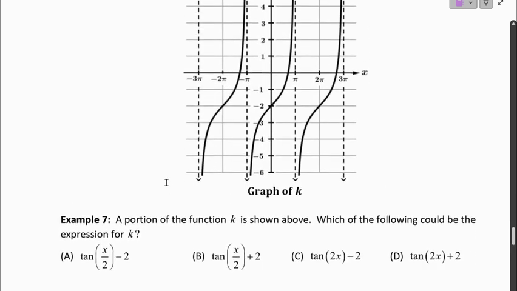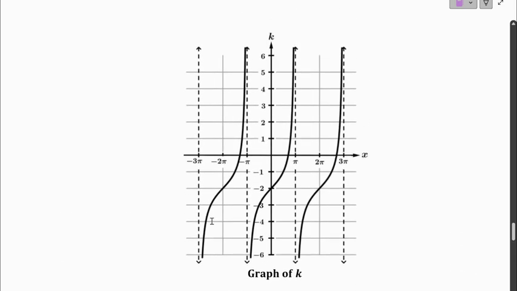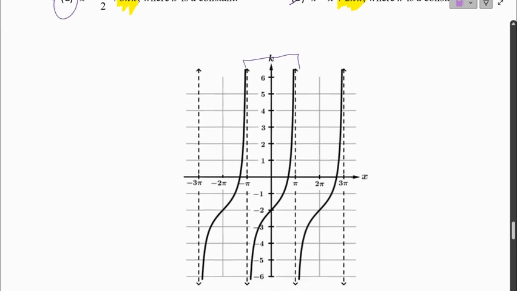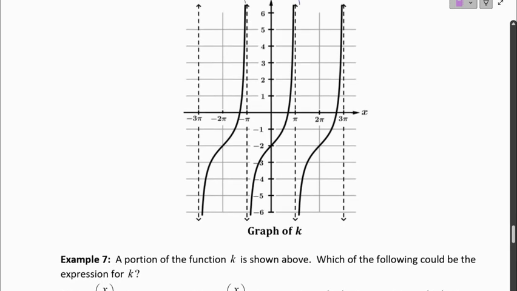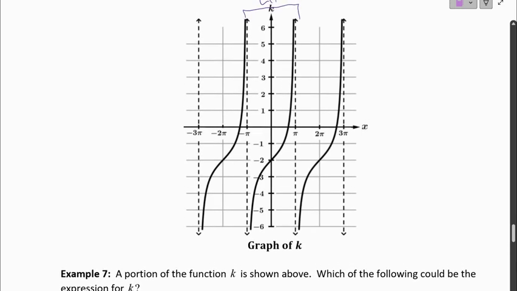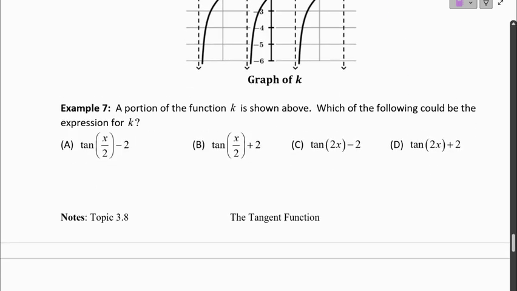All right, so we got our graph here shown above. Which of the following could be an expression for k? So we look, and again, I like to find the period for tangent because it's usually clear and obvious what the period is. We're going from negative pi to pi, which means my period is 2 pi. Okay. So if I'm going to use my period of 2 pi to figure out what b is, I'm going to use pi over 2 pi, which means my b value is 1/2.